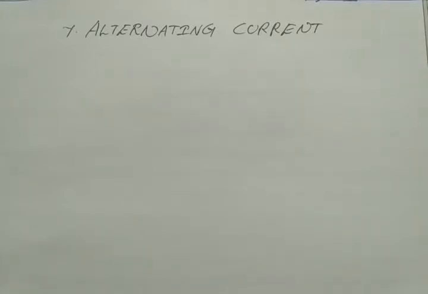In this video, we are going to see a new chapter, chapter 7, alternating current, or simply known as AC current. Before starting this topic, let me recall the previous one.